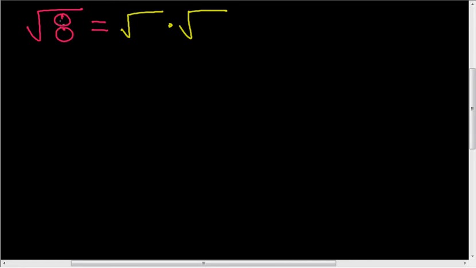So let me think here. How can I rewrite 8 as two things times each other where I could take the square root of one of them? One way I could rewrite the square root of 8 is, isn't that the square root of 4 times the square root of 2? Right? If I took the square root of 4 times the square root of 2, it'd be the square root of 8. So I took this and I broke it up into this. Why would I want to do that? Well, it's because this thing actually exists. What is the square root of 4? The square root of 4 is 2.